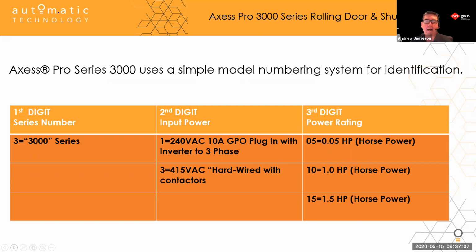We don't play in half horsepower invariably in the Access Pro, especially in the New Zealand market. We jump straight into the 1 horse to cover more job applications. So that's 10. So that's where that lays out on the order code. And then the 15, soon to be launched into the New Zealand market, is 1.5 horsepower when talking about that 3-phase hardwired unit.